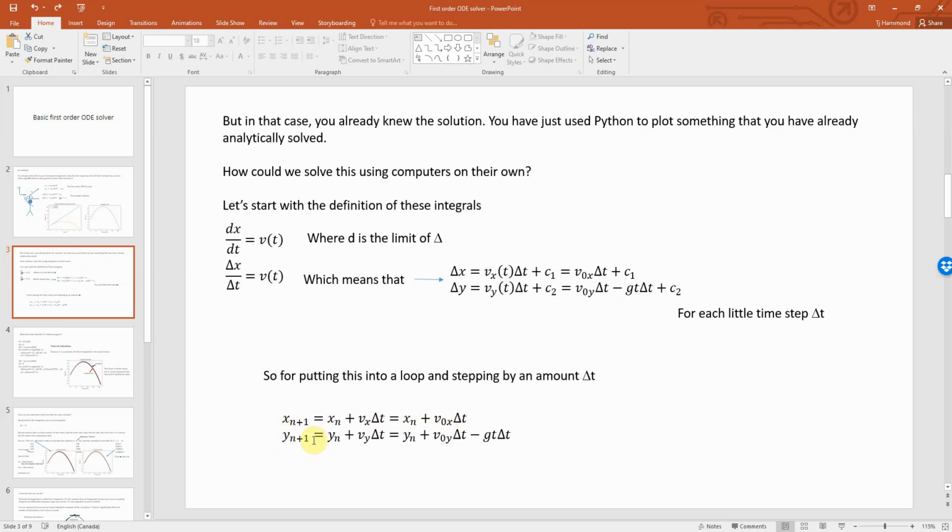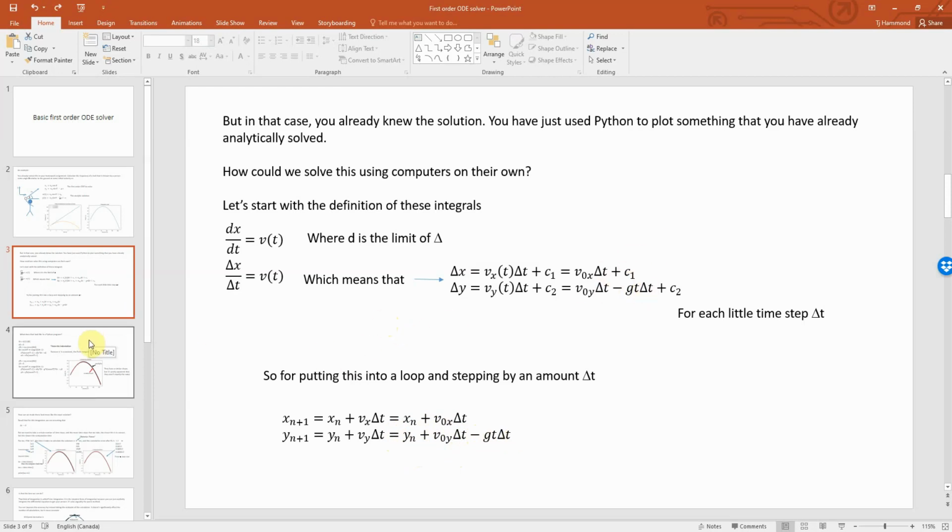Our y of n plus 1, so our next y position, will be the current y position plus this vy times delta t. So that is our y of n, this current height, plus this current velocity in y times delta t, minus the acceleration due to gravity times t times delta t, as is shown there.